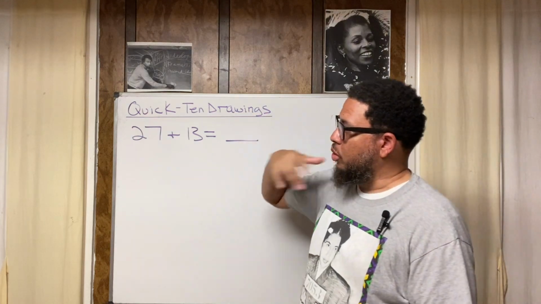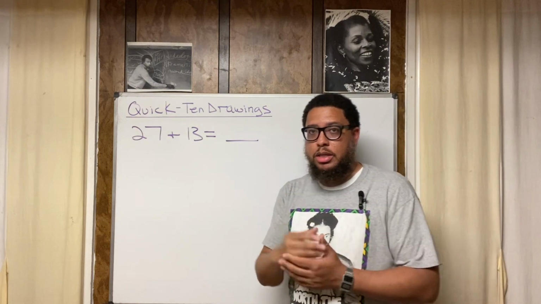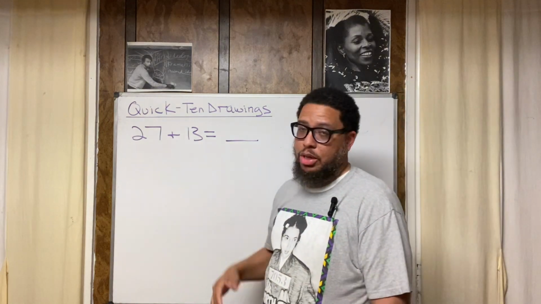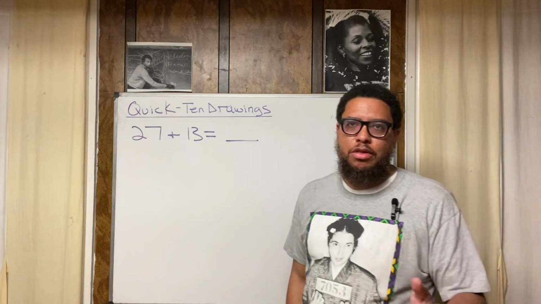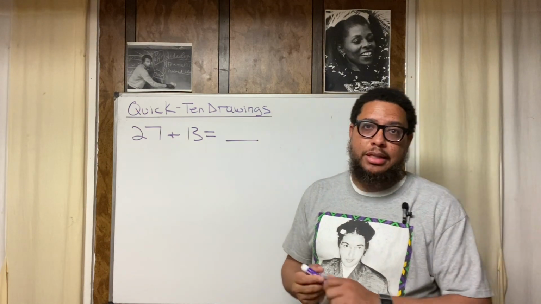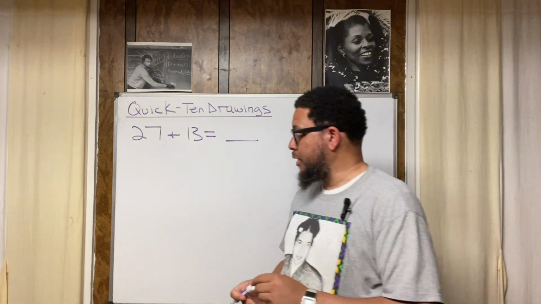All right, so what we're going to do is represent 27 as a drawing using vertical bars and little circles. Then we're going to do the same thing with 13 using vertical bars and little circles. Now, I've made some other videos on Quick 10 drawings. I didn't do it exactly this way, but this is a variation, but it still works.